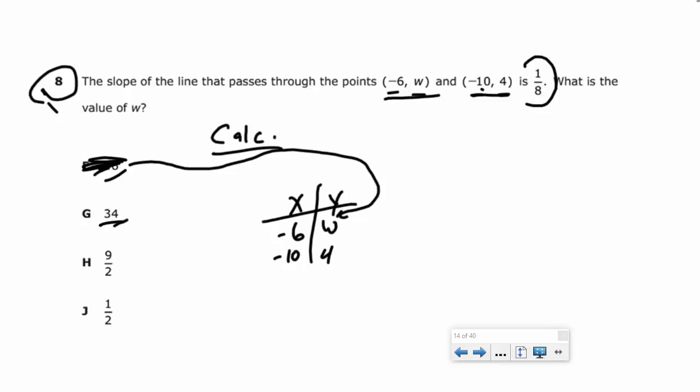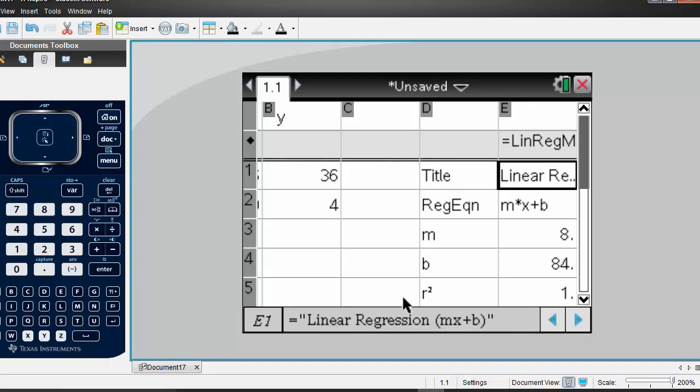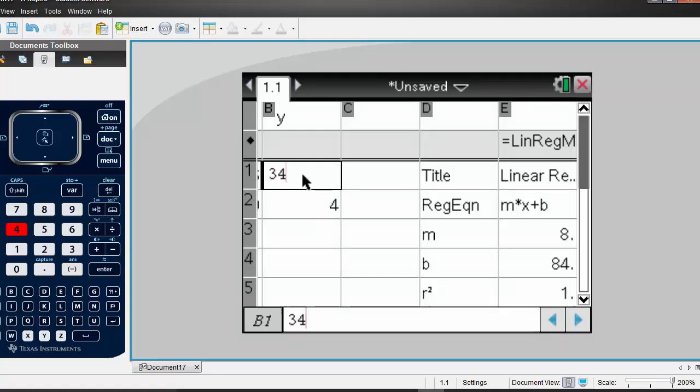So now I have to try 34. So I go back to the calculator. And I'm going to go back to this value here. And I'm going to substitute 34 instead of 36. Go back to this value here, and I'm just going to type in 34 instead of 36. When I hit enter, it actually changes the slope. All right, it changes it to 7.5. 7.5 is way bigger than 1/8, so this answer is also wrong.